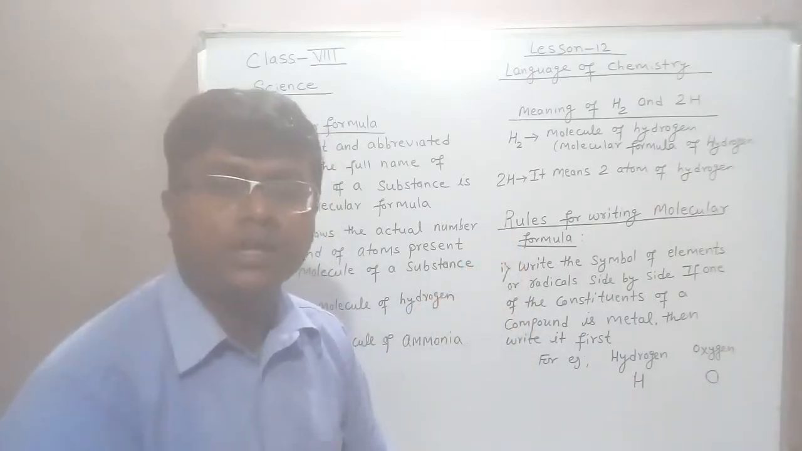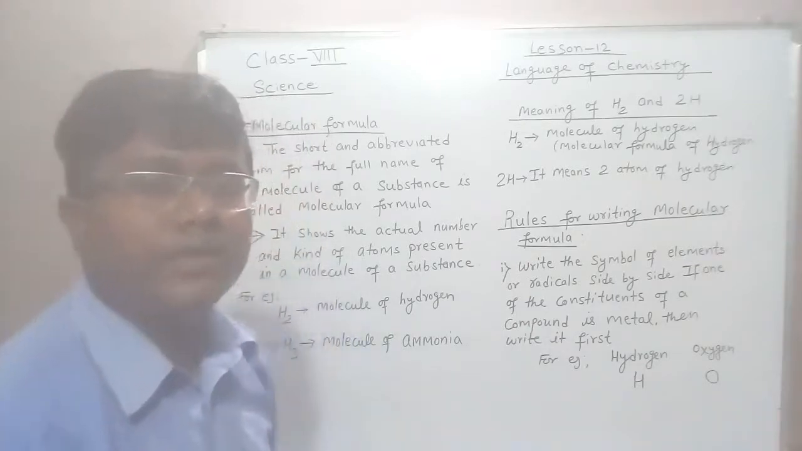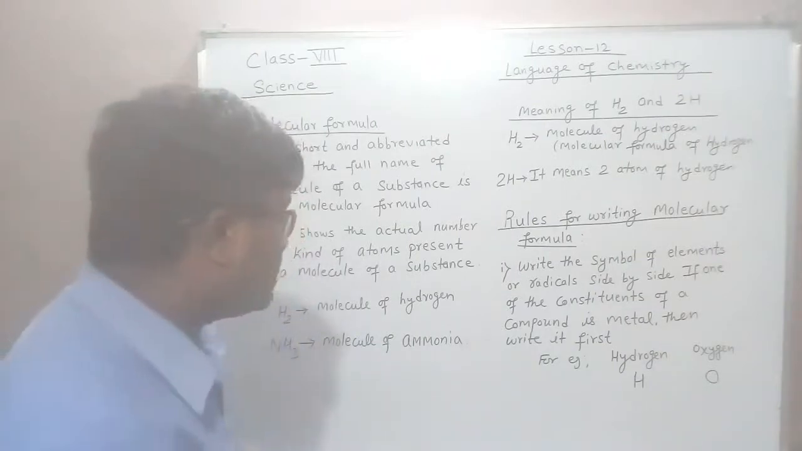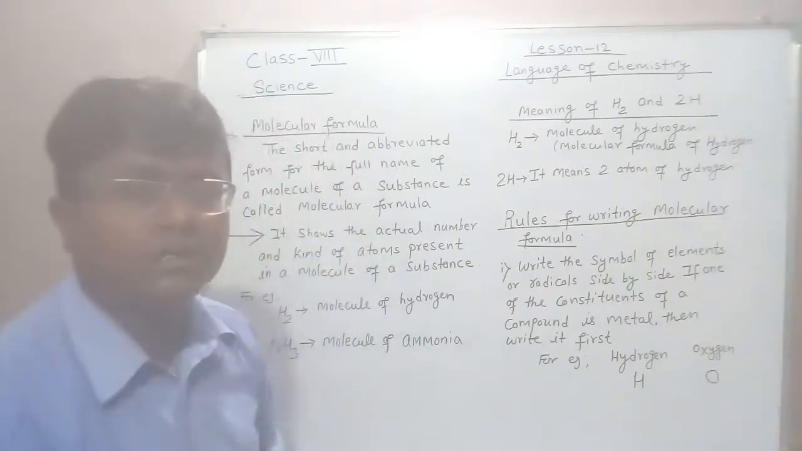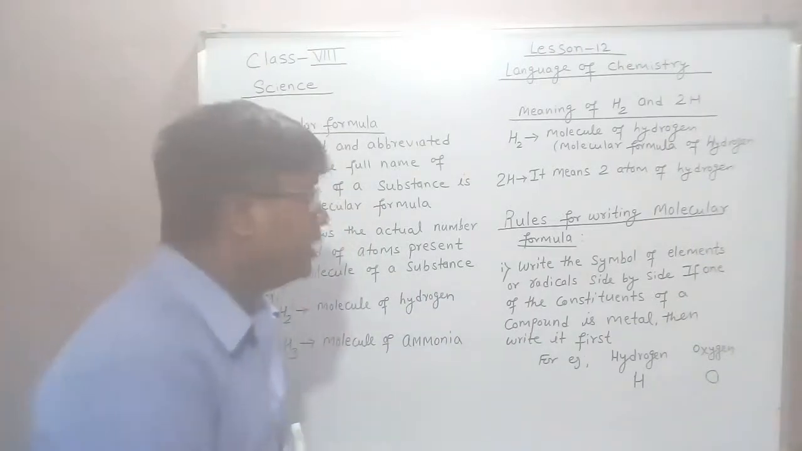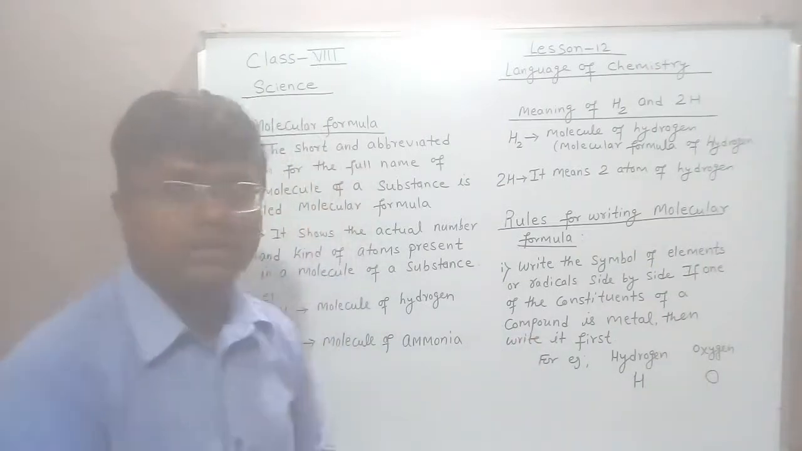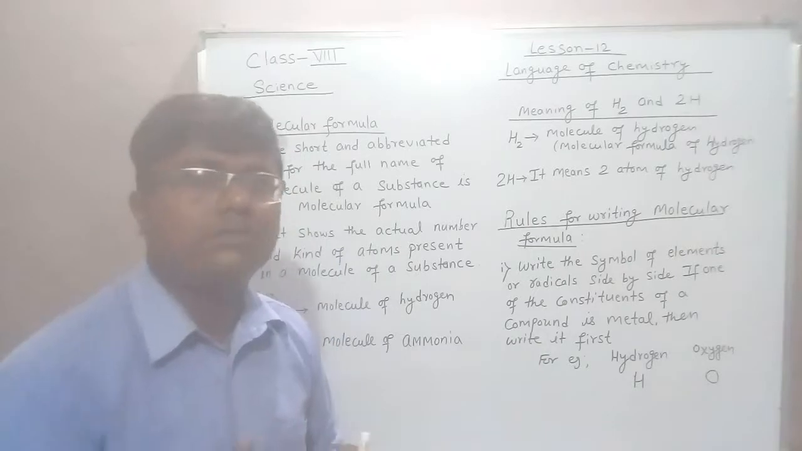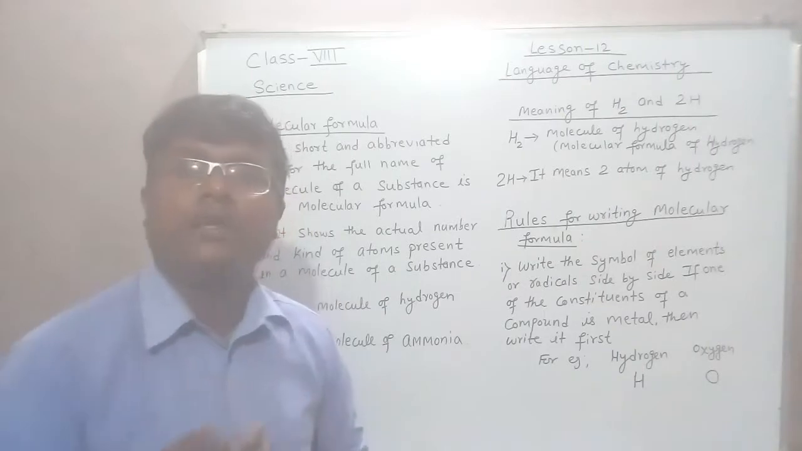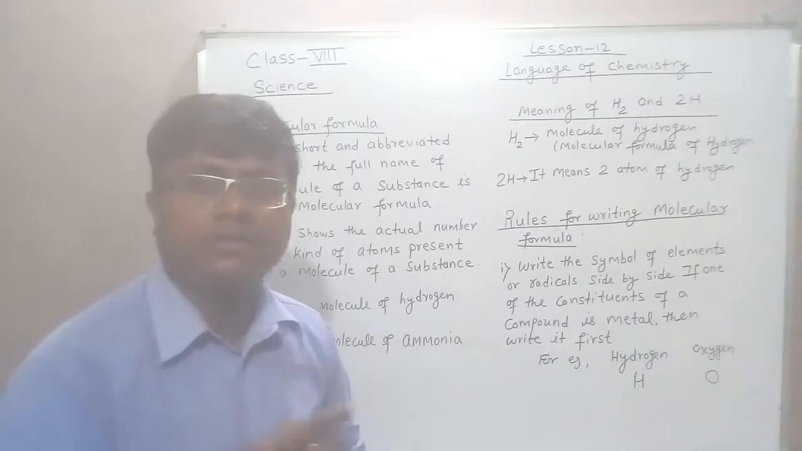Now we are going to learn some rules to write the molecular formula. There are some rules that we should follow while writing it. Your first rule is to write the symbol of the element or radical side by side. If one of the constituents of a compound is a metal, then write it first. So we should know who is going to react, and we write down the element or radical side by side.